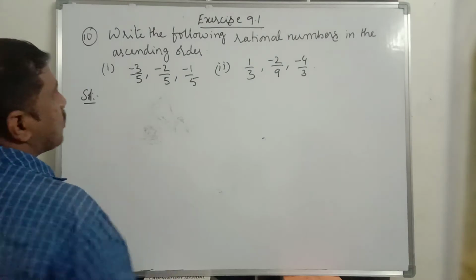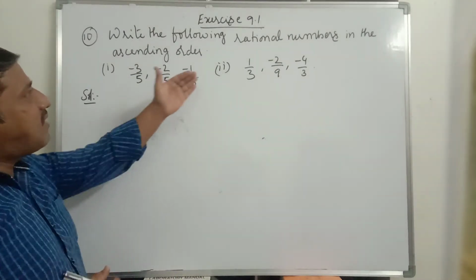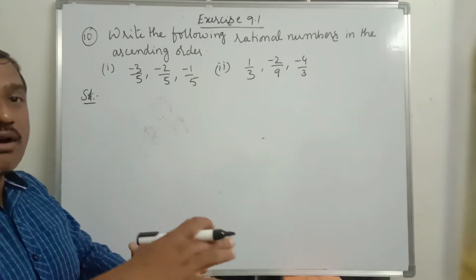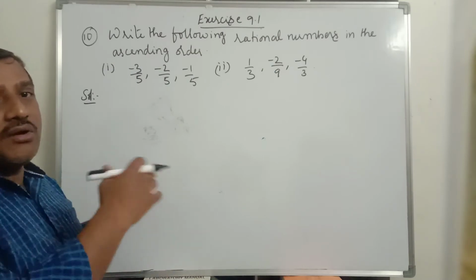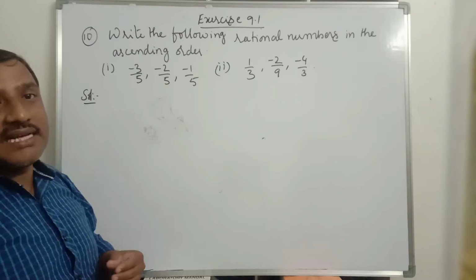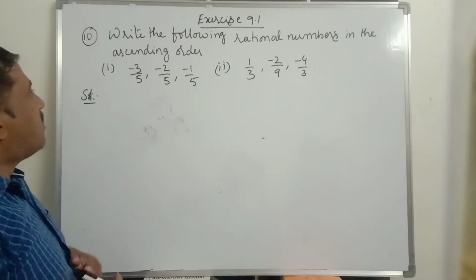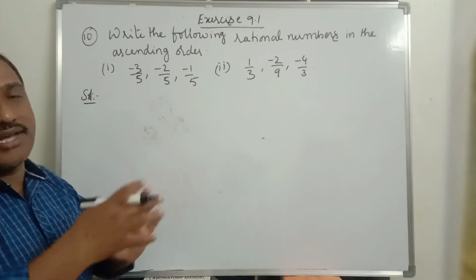Now we'll discuss question number 10 from 9.1 exercise. Write the following rational numbers in the ascending order. Ascending order means small to big. Descending order means big to small. That is, ascending order is also known as increasing order and descending order is also known as decreasing order. So we need to, again, this is on the concept of comparison of rational numbers.